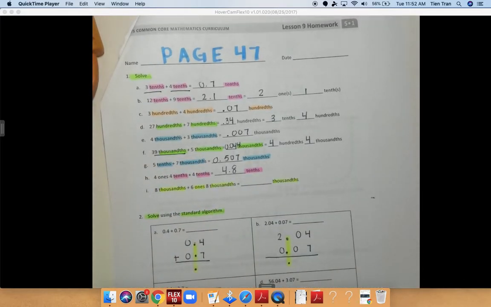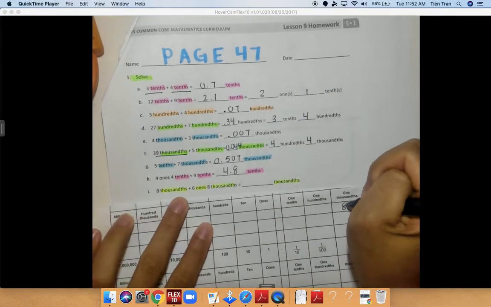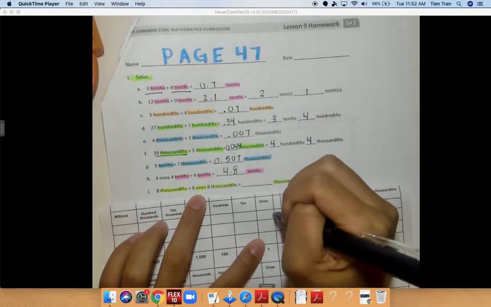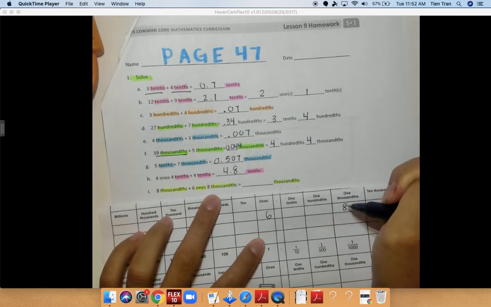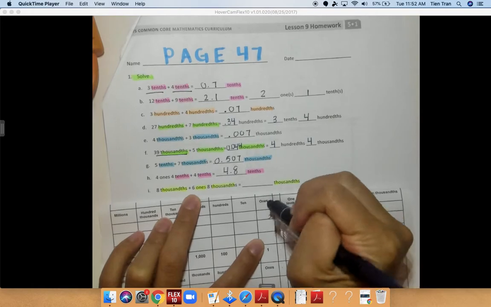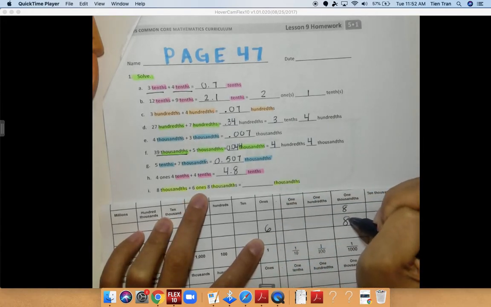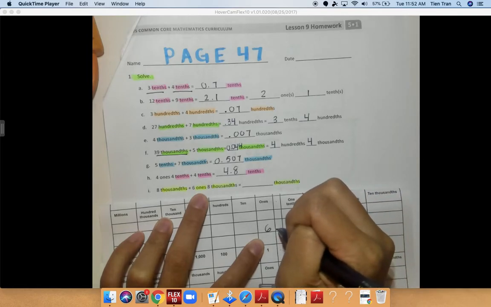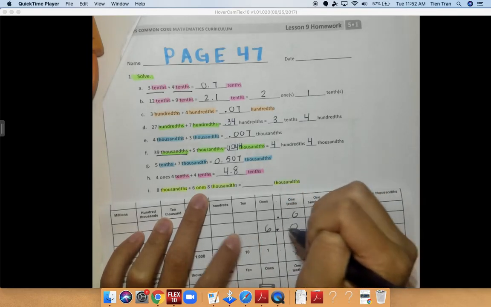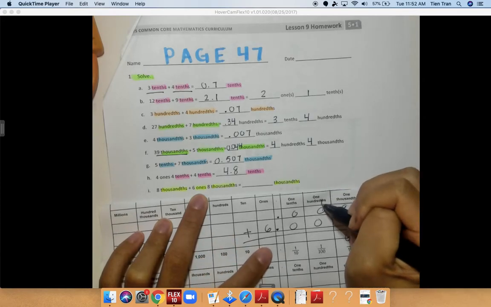Now this one right here asks you to add 8 thousandths. So I'm going to put my 8 in my thousandths place. 6 ones and 8 thousandths, okay? Oh wait, I put it in the wrong place. 8 thousandths plus 6 ones and 8 thousandths. So that means that I'm going to have zeros in between, and I'm going to add all my numbers. 8 plus 8 is 16, carry a 1.